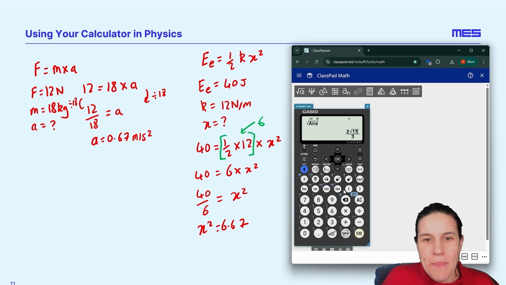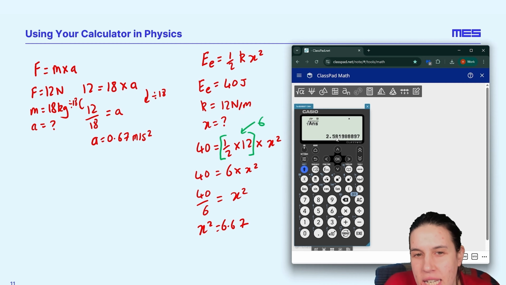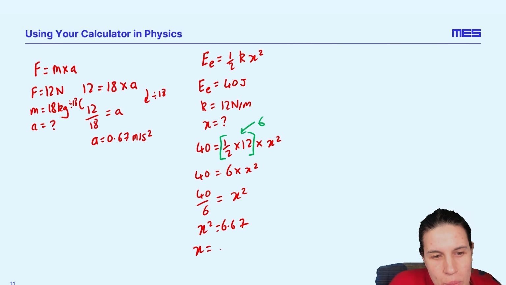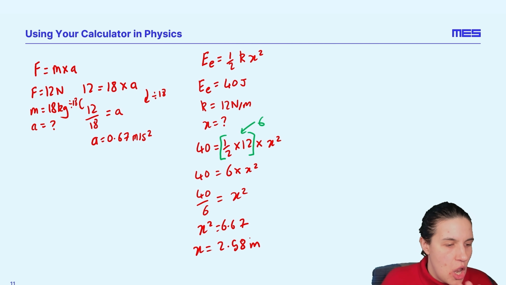Press execute again. And woof, what is that? 2.58. Lovely. I'm not going to go to 59, you see, because it's 2.581, right? This is a 1. This number is less than 5, so I'm going to round down. So my answer for x would be 2.58 meters. Lovely.